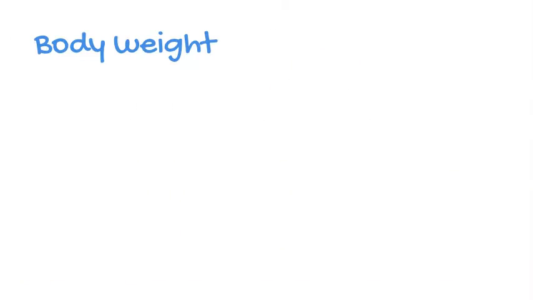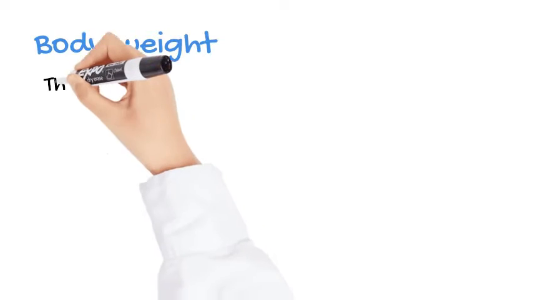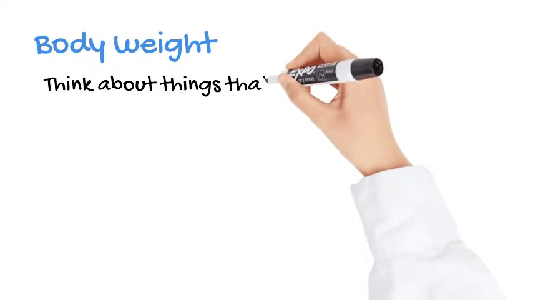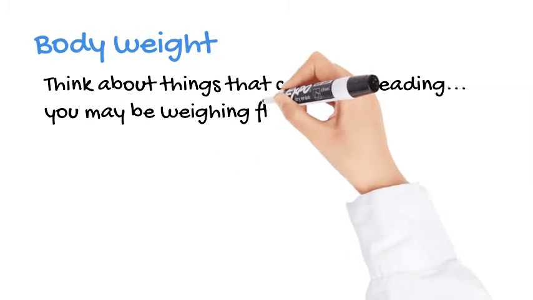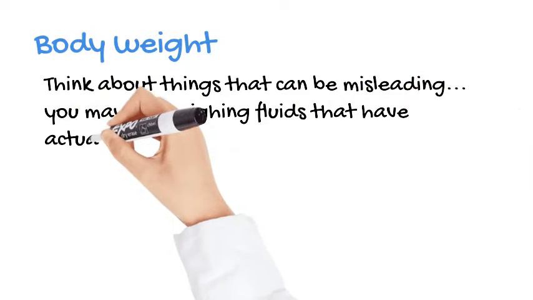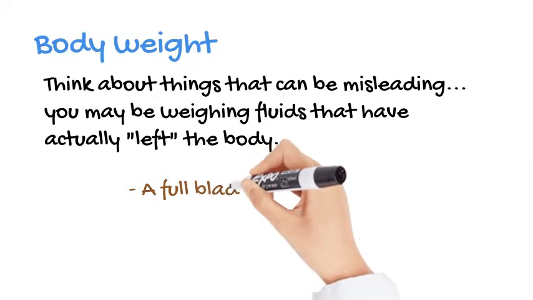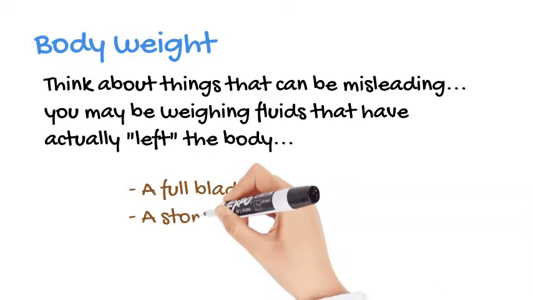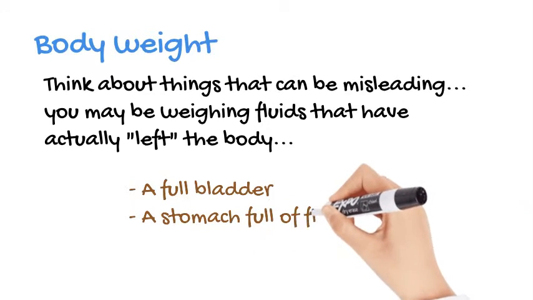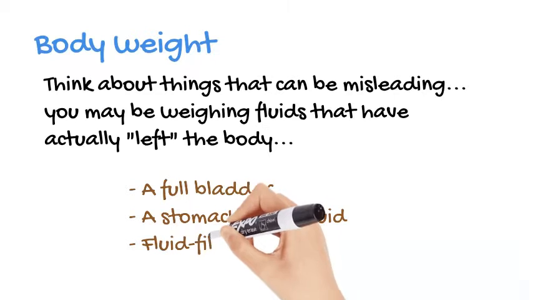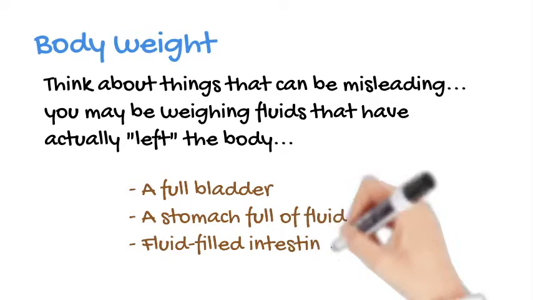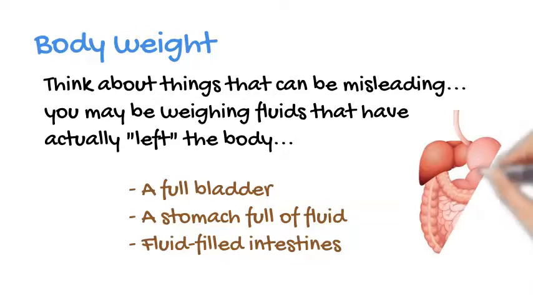Now, for all that body weight is a factor we use routinely to assess our progress, there are some things that can be a little bit misleading. What you may be doing is actually weighing fluids that physiologically had left the body. And what I mean when I say that is if a patient's got, for example, a very full bladder, you're going to weigh that, but that fluid is no longer part of them. Similarly, a stomach full of fluid, you're weighing it, it's not part of the body anymore. Or intestines that are containing a liter or two of incipient diarrhea.